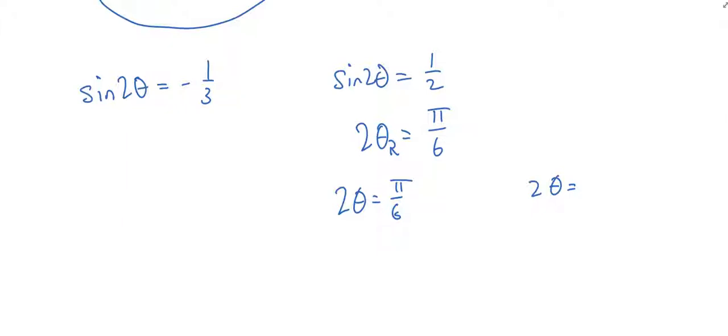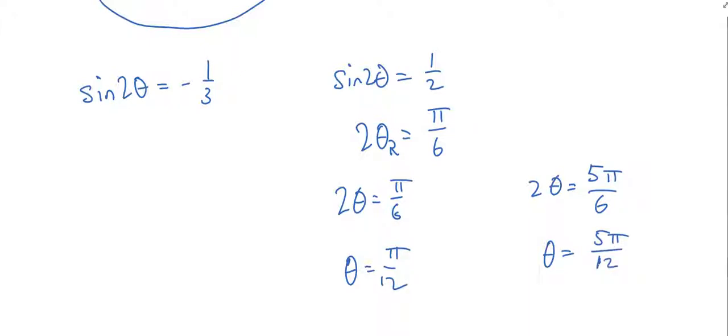What's the angle with the related angle of pi by 6 in quadrant 2? 5 pi over 6. Thank you. So 2 theta is 5 pi over 6. I get both of those first before I do any dividing by 2. And I get theta equals pi over 12, and theta equals 5 pi over 12.